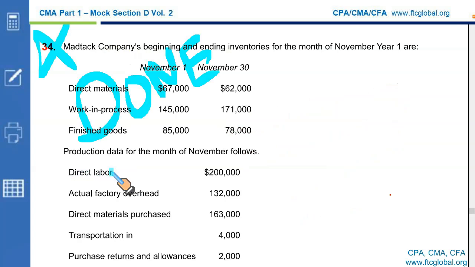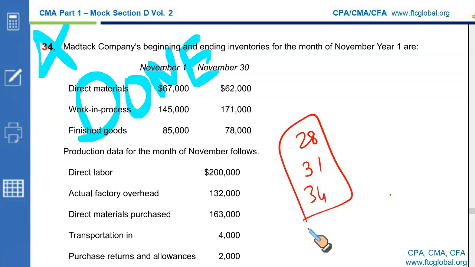34 is already done as a part of the sequence of questions we did a little while ago. Question 28, question 31 and 34. They were done in a single go.